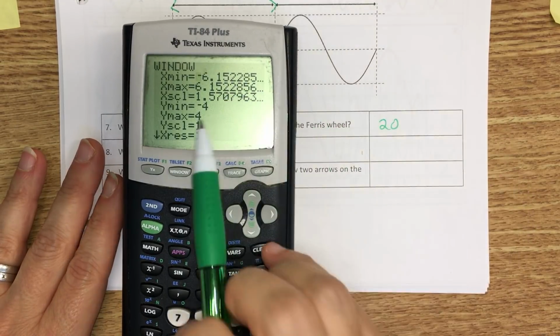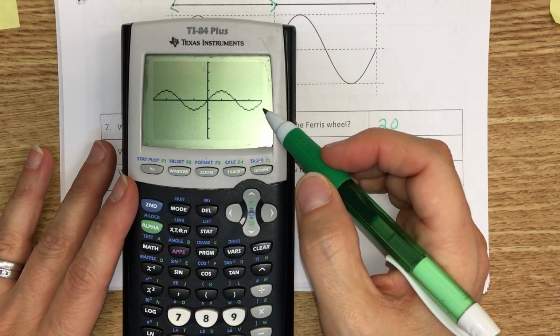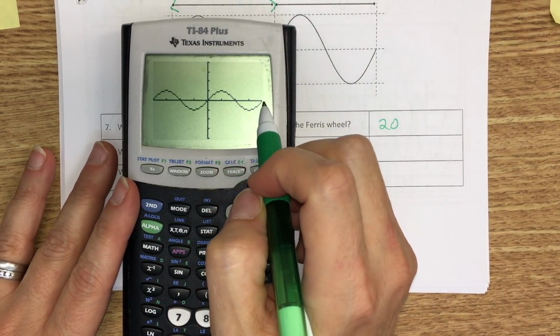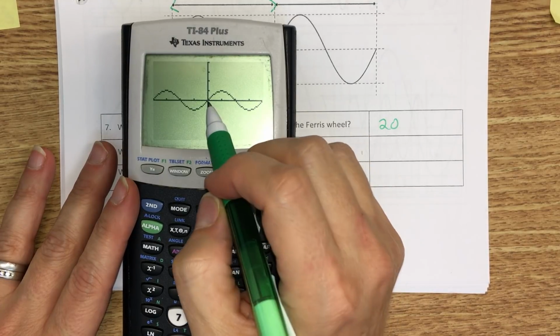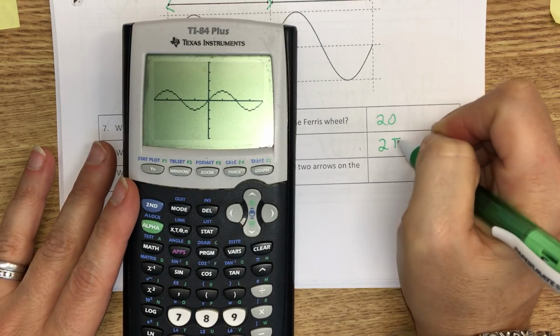But you'll see that this x scale is pi over 2. I don't know why it cuts you off by one little pixel. But we can see that from 0 to 2 pi is one period, and from 0 to negative 2 pi we have another period.